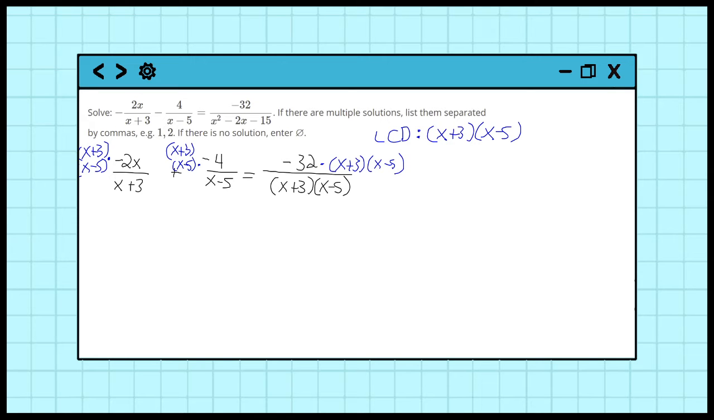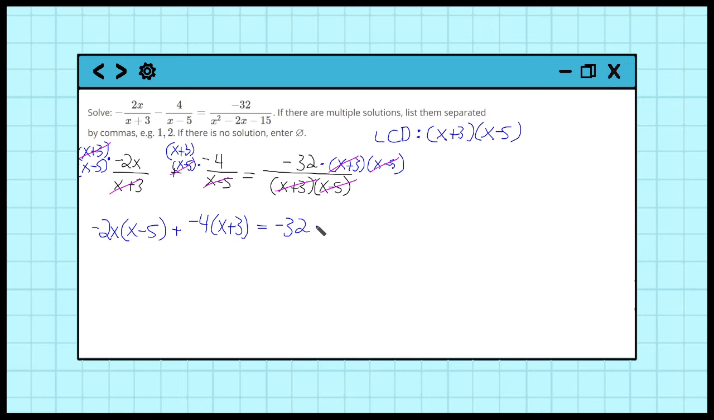So when I look at this, I'm going to try and cancel some stuff as my first step. In the first fraction, the x plus 3 cancels. In the second fraction, the x minus 5 cancels. And in the last fraction, both the x plus 3 and the x minus 5 cancel. That means that in my first piece here, I have negative 2x times x minus 5. Here I have plus negative 4 times x plus 3. And over here, I just have negative 32.